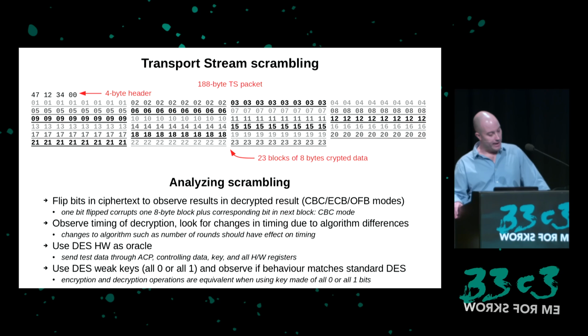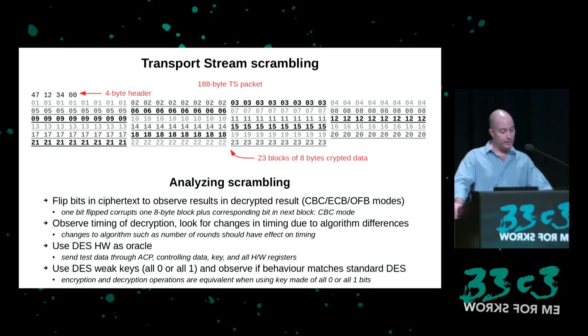The transport stream packet is made up of a 4-byte header and 23 blocks of 8 bytes each. The DES operates on these 8-byte, 64-bit blocks. By flipping one bit in encrypted input, ECB, CBC, or OFB modes can be differentiated. Flipping one bit causes an 8-byte block to be corrupted and the corresponding bit in the following block to be flipped. This indicates CBC mode is in use.